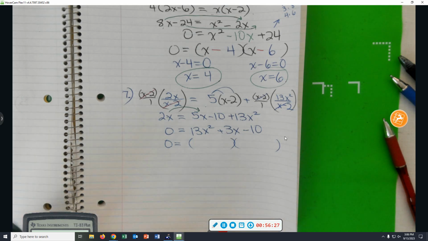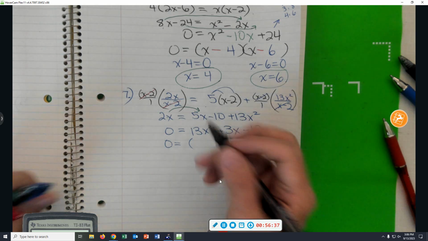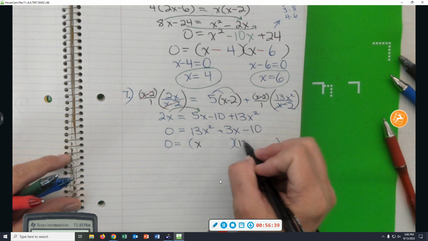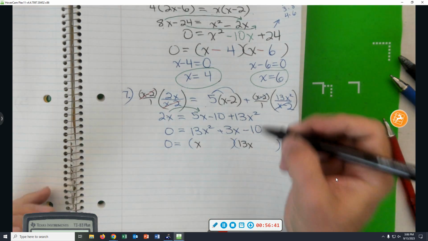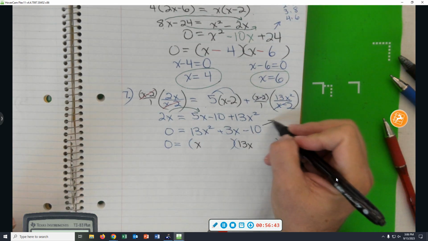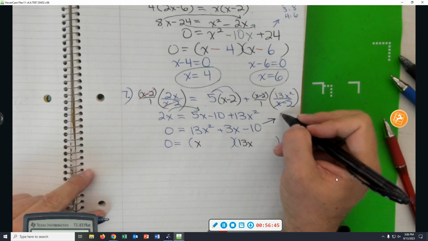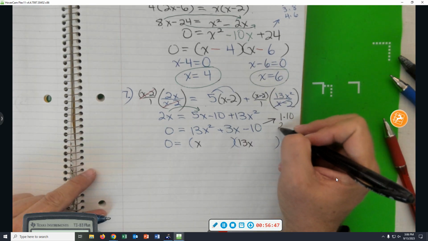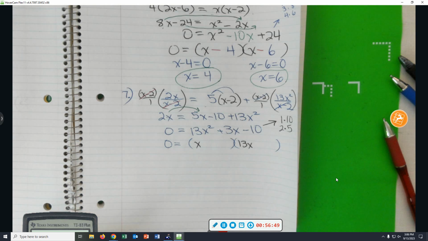13x squared, there's only one pair of positive integers you can multiply together to give you 13. 1 times 13, so I'll just write 1x times 13x. For 10, there's two possibilities. 1 times 10 or 2 times 5. What do we know about the signs?